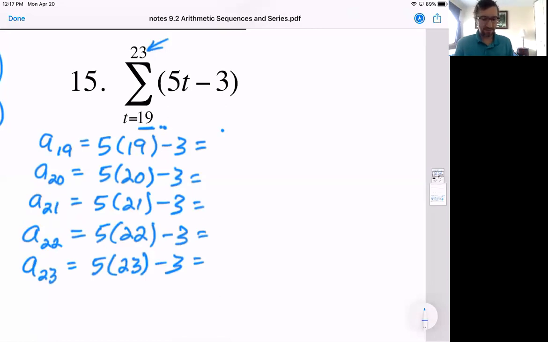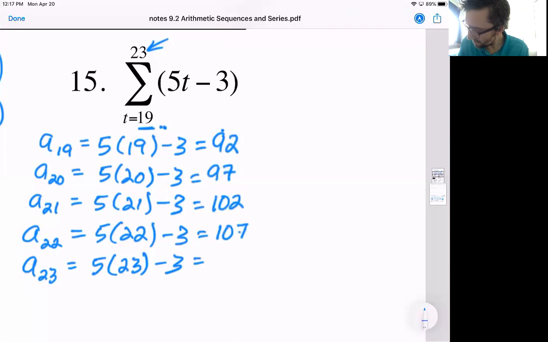So 5 times 19 minus 3 is 92. 100 minus 3 is 97. 102, I believe. 107, 112. So here are our terms.